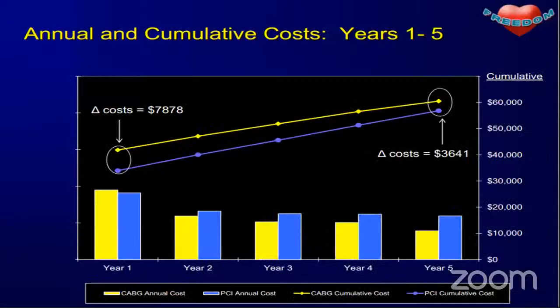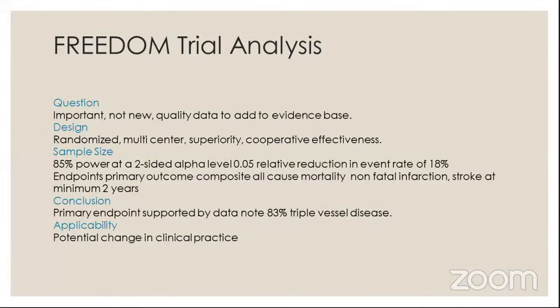So as you can see in this picture, here is the cumulative cost, and this is the annual. Comparing CABG with PCI, in the first year CABG was more costly than PCI, but with increasing years of follow-up, the cost of PCI has increased in comparison to CABG. And as I said, the cumulative cost was higher, $3,641, for CABG.